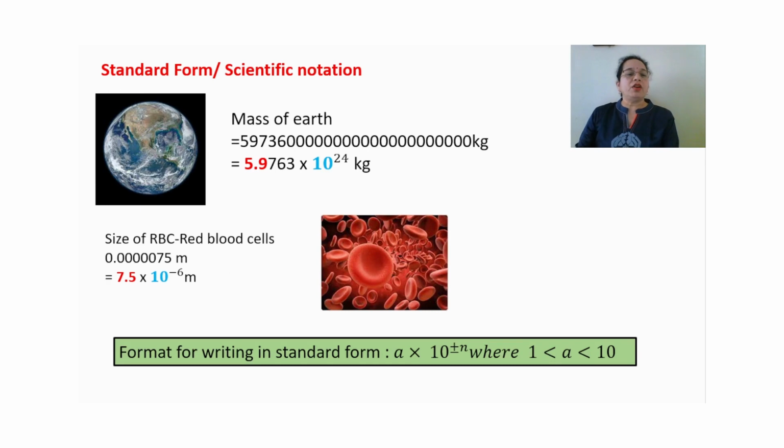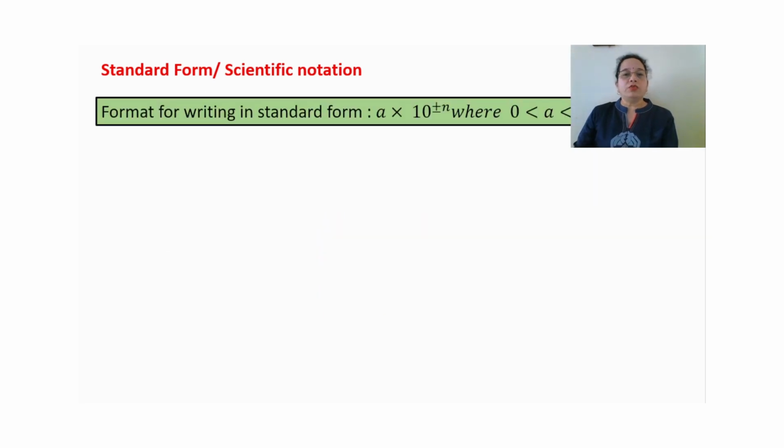So what is scientific notation? The format for writing standard form is a into 10 raised to the power n, which may be positive or negative, where the value of a is greater than or equal to 1 and smaller than 10. So a lies between 1 and 10. What is the meaning of this? We will see with some examples. Here also, sorry, it should be 1. This should not be 0. It should be 1. So just do the correction.